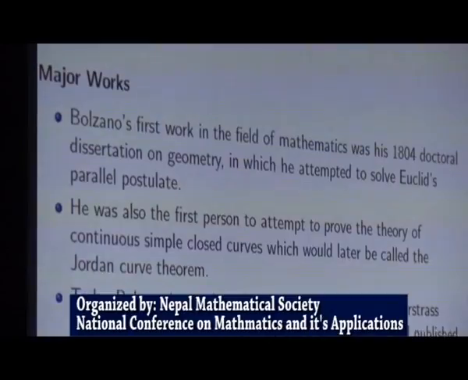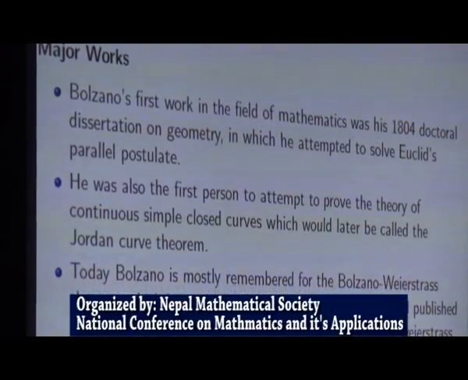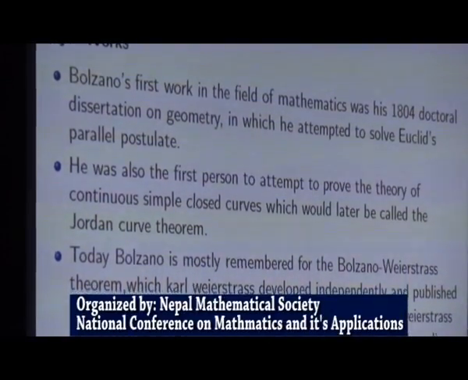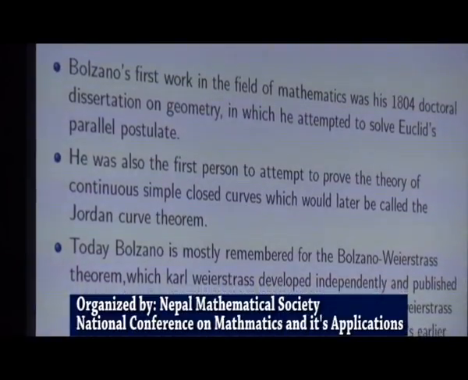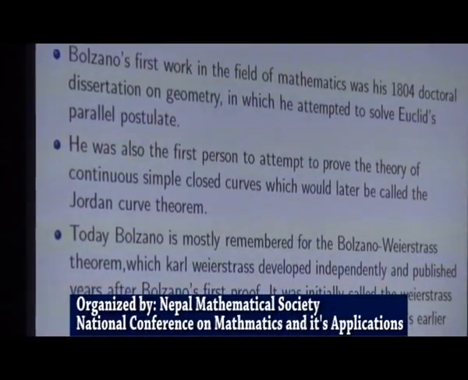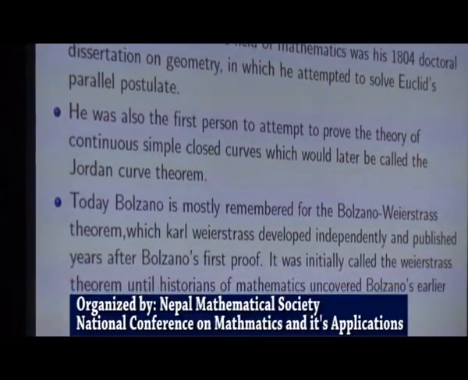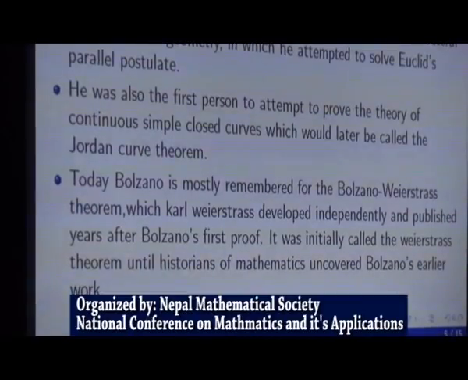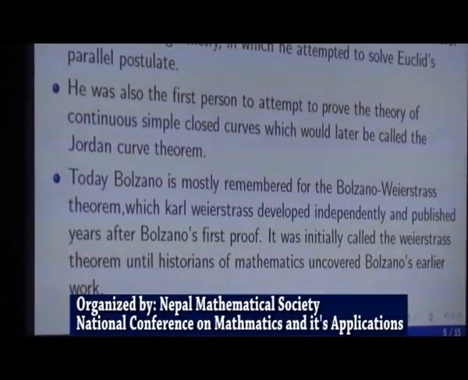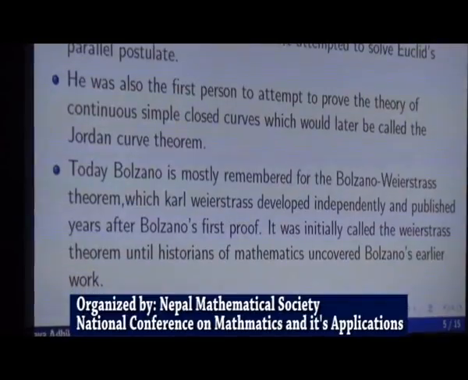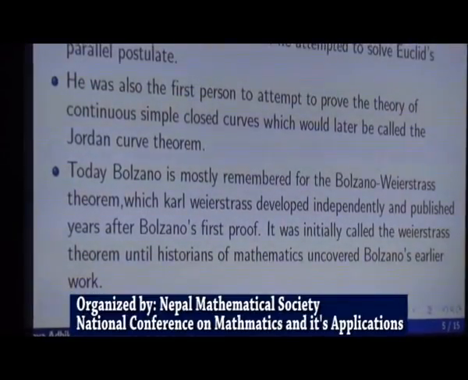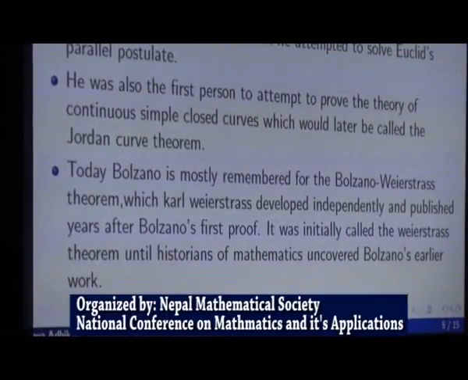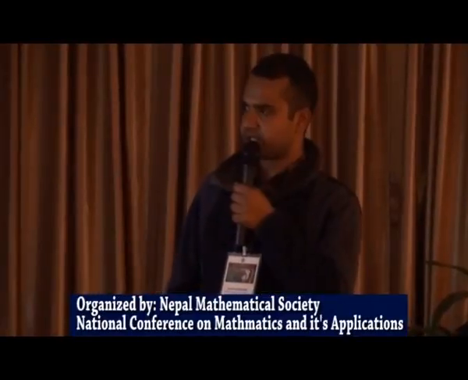He was also the first person to attempt to prove the theorem on continuous simple closed curves, which would later be called the Jordan Curve theorem. Bolzano is mostly remembered for the Bolzano-Weierstrass theorem, which Carl Weierstrass developed independently and published years after Bolzano's first proof. It was initially called the Weierstrass theorem until historians of mathematics uncovered Bolzano's earlier work.